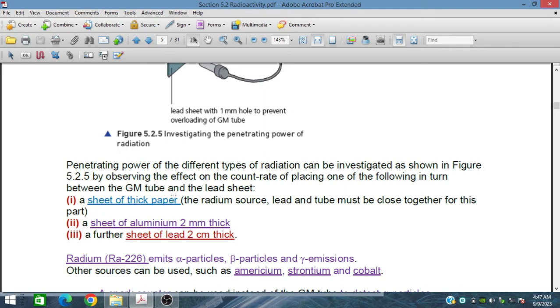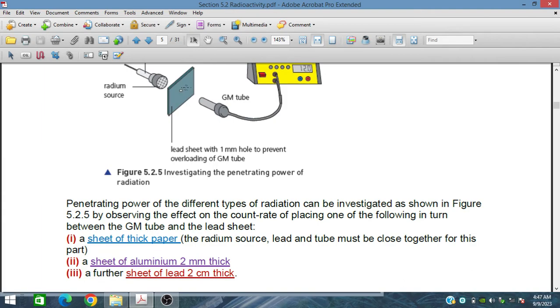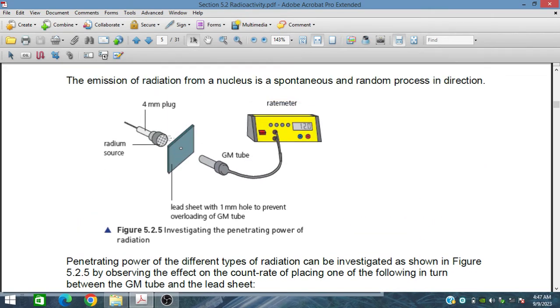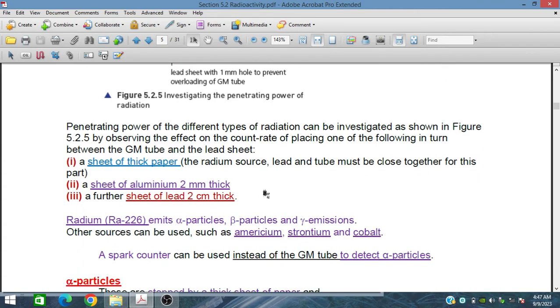The lead and the tube must be close together for this part. A sheet of thick paper, a sheet of aluminum 2 mm thick, and further a sheet of lead 2 cm thick will be placed. Radium emits alpha particles, beta particles and gamma rays. Other sources can be used, such as americium, strontium and cobalt. A spark counter can be used instead of a GM tube to detect alpha particles.